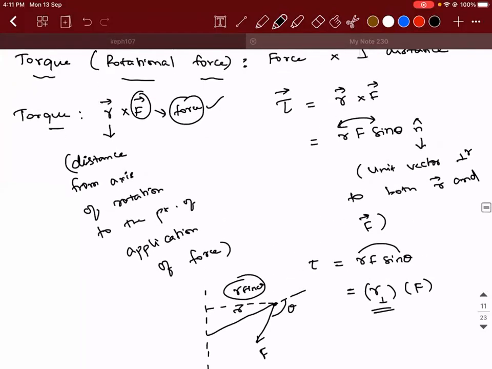So how do you mathematically define torque? Torque is r vector cross f vector, or it can be written as r f sine theta times n cap. Okay, I hope you have written it.